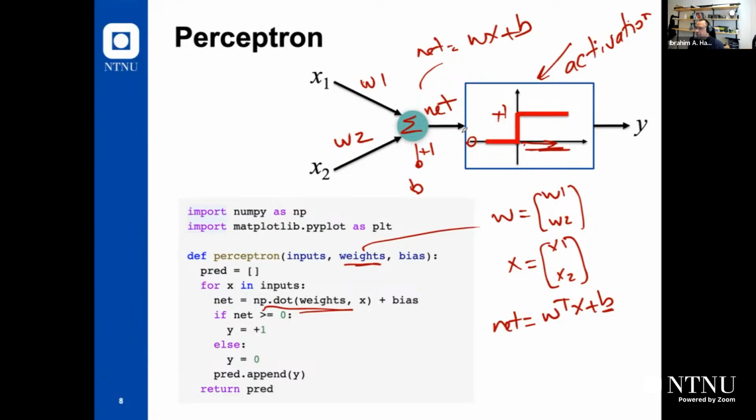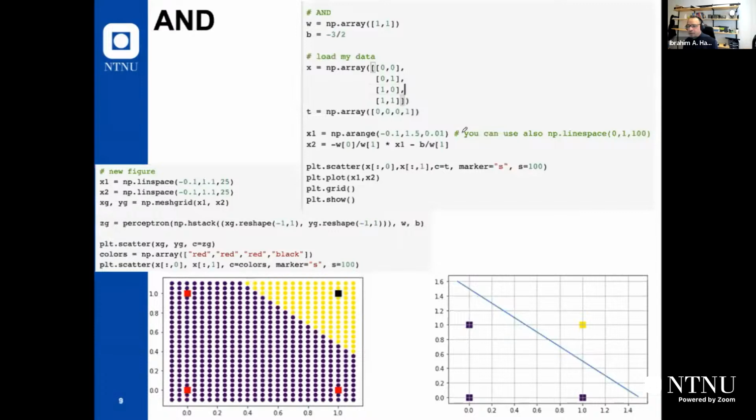So now we need to test it with a data set, for example with the AND gate. I have it here.